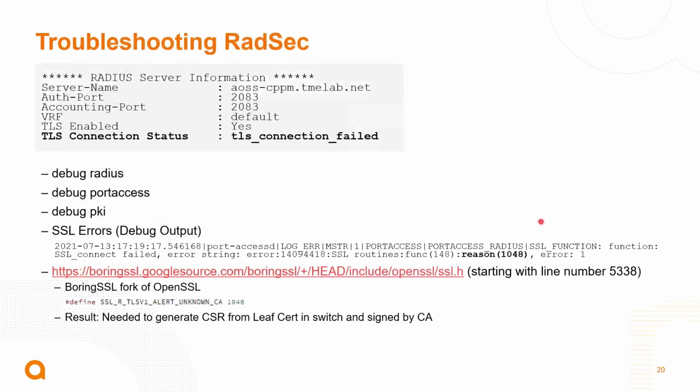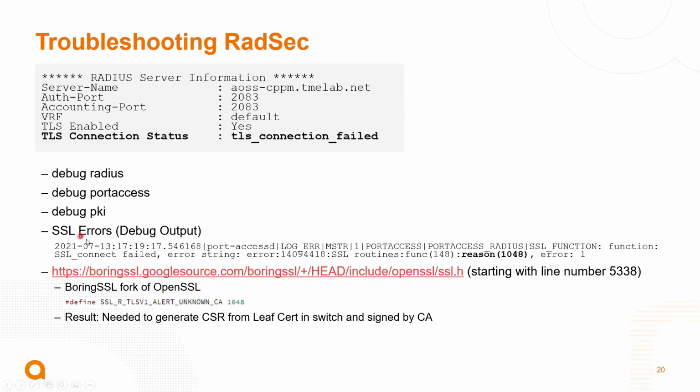Troubleshooting this. Common issues that you're going to see when you're troubleshooting are certificate issues. You'll see a TLS connection failed in the show radius server detail command. That's going to be your number one indicator that something's wrong, the certificate's not coming up. There are a few debug commands that you can use: debug radius, debug port access, debug PKI.